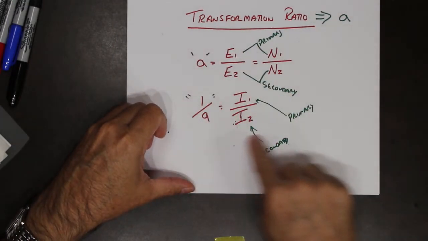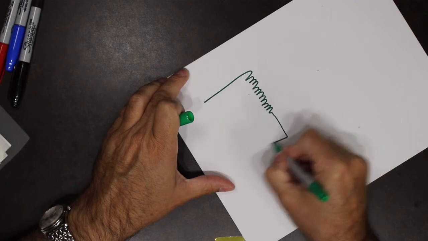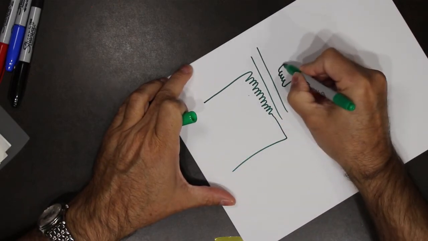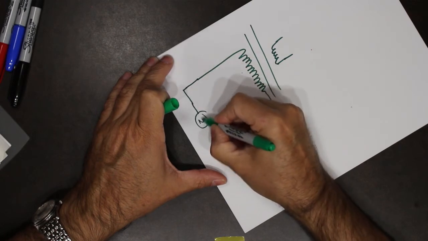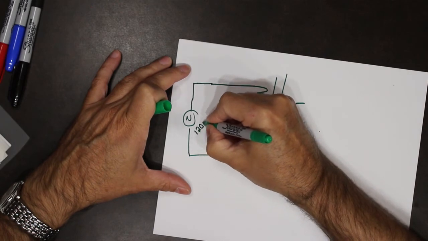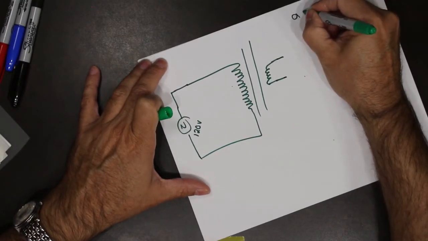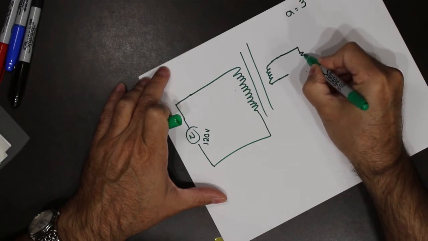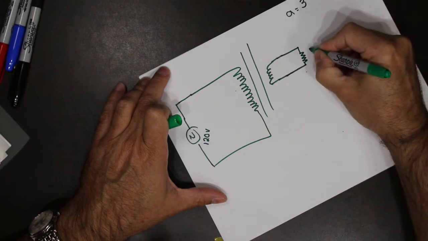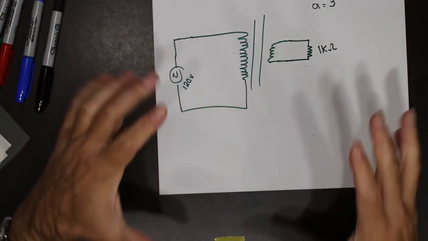We're going to do an example, and hopefully this all comes into play for this example that we've got. So I'm going to take a transformer and we're going to make this a step-down transformer. And I'm going to say, on this transformer, I'm putting 120 volts. And I'm going to say that A of this transformer is equal to 3. And I'm going to take this and put it through a resistor. And I'm going to say the resistor is 1 kilo ohms. So what we're going to do is solve for this circuit.